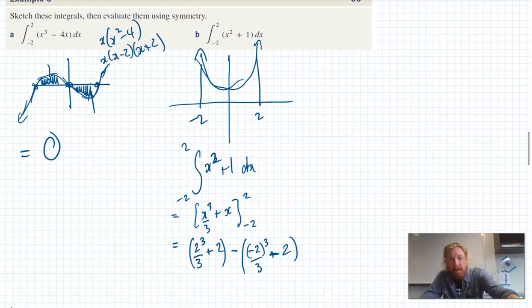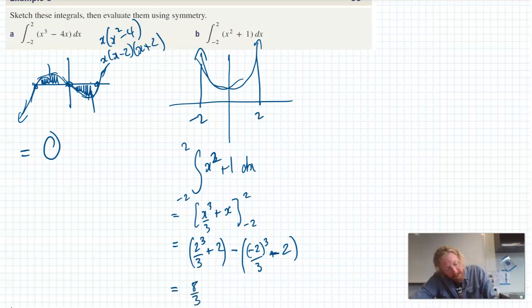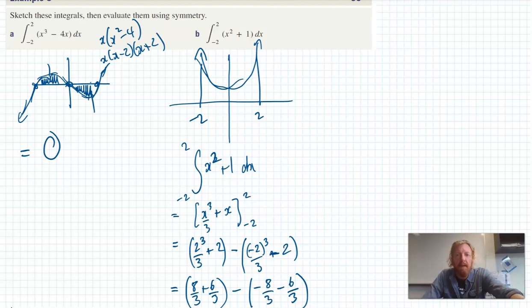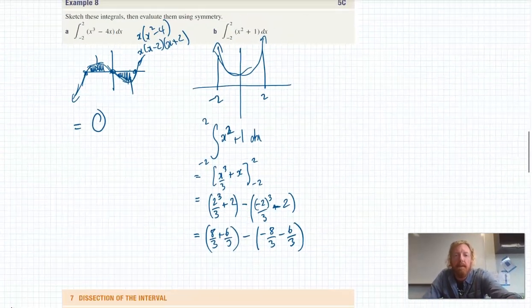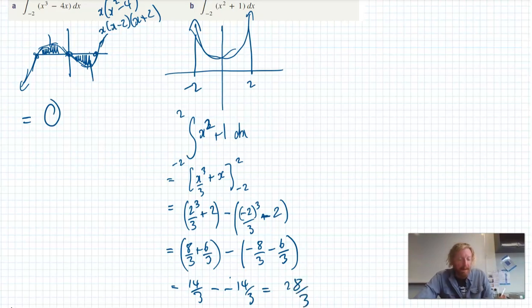Just give us a little bit more room there. Should be enough. Which is equal to 8 on 3 plus 6 on 3, minus 8 on 3 minus 6 on 3. So you can almost see the symmetry there with the numbers. Let's just zoom out a little bit. Equals 14 on 3 minus 14 on 3. There's the two lots of it, 28 on 3.